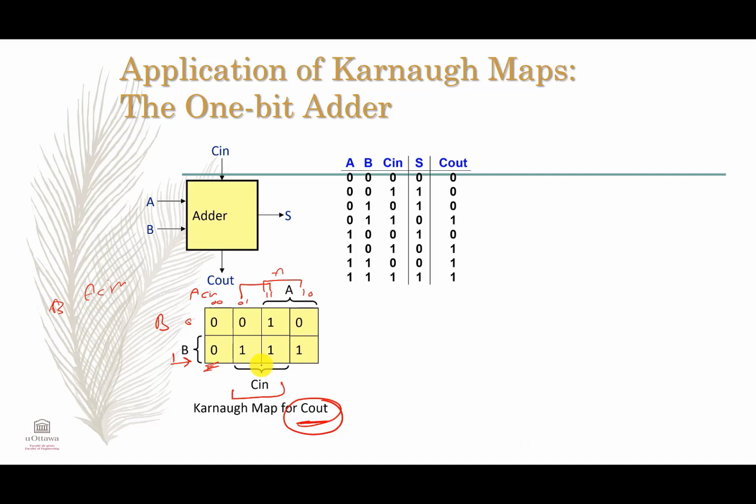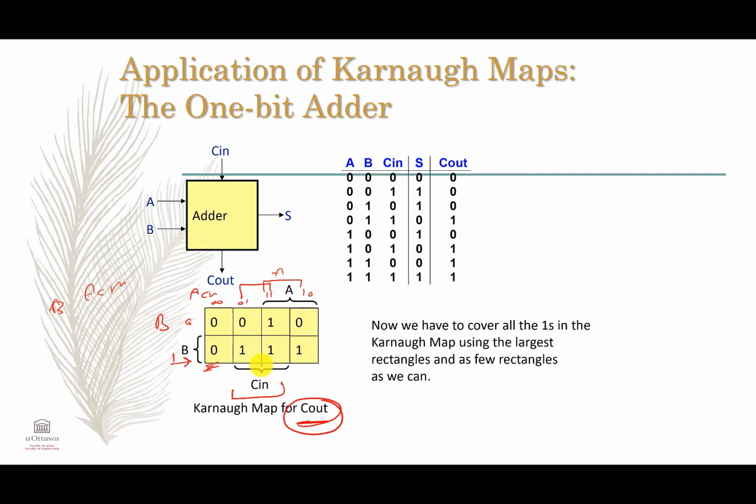So now what is the question? The question is how to cover all the ones in the Karnaugh map using the largest grouping. The grouping will be a rectangle, a loop, and we want as few rectangles as we can. So this poor guy can be grouped just once, just this way, so I have to group it, and this poor guy can be grouped in just one way, and this poor guy can be grouped in just one way. So then this guy is already covered. It's grouped either here or there.